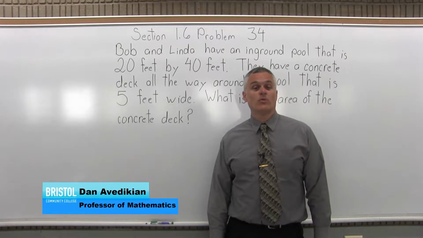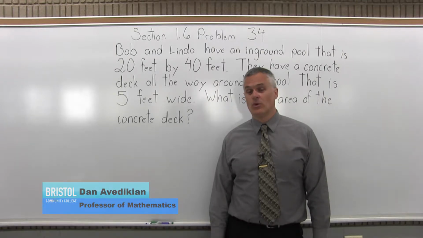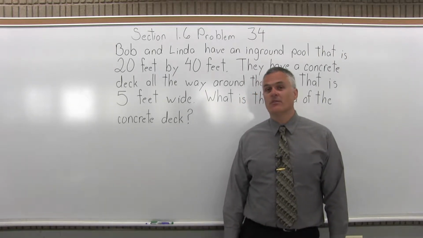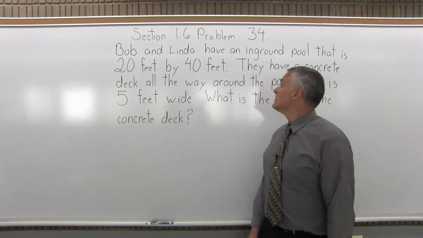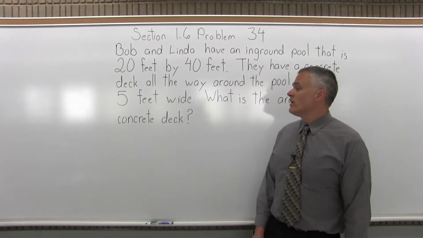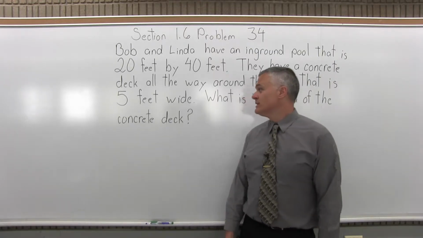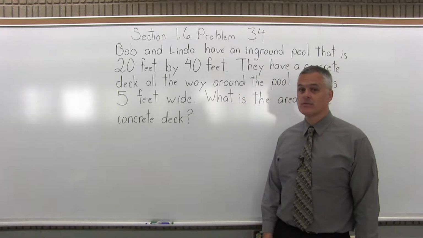This is Section 1.6, Problem 34. It says Bob and Linda have an in-ground pool that is 20 feet by 40 feet. They have a concrete deck all the way around the pool that is 5 feet wide. What is the area of the concrete deck?